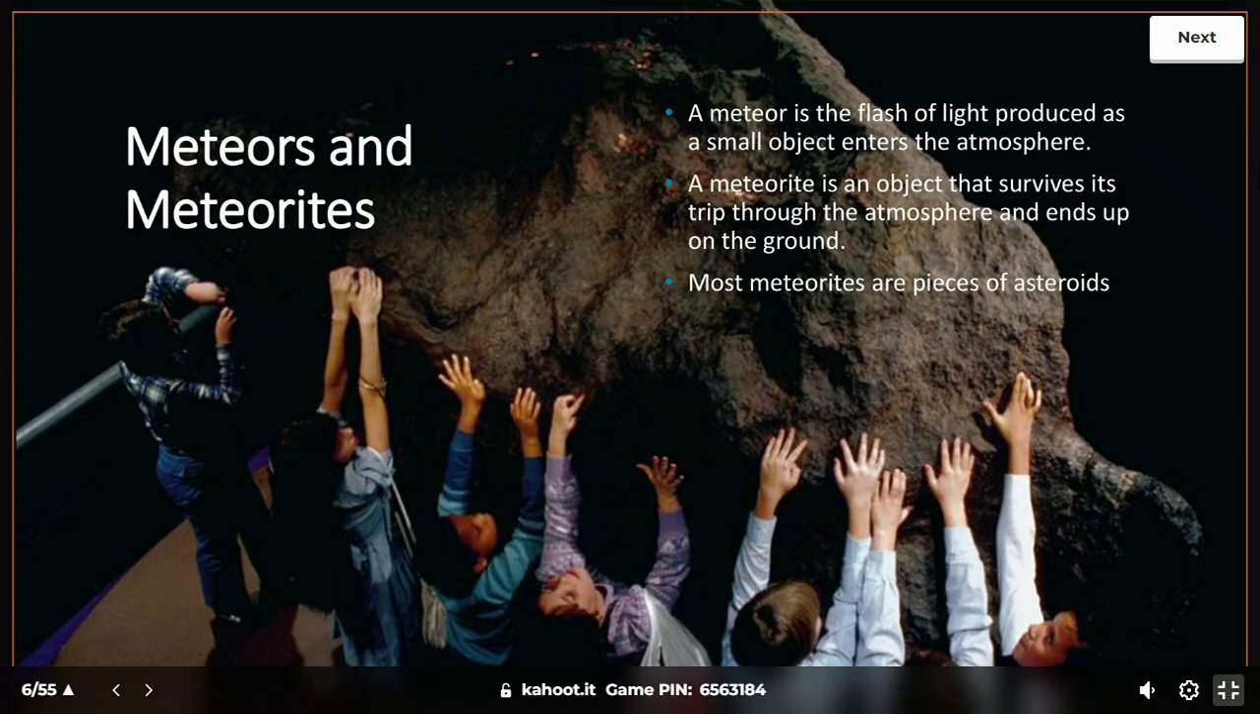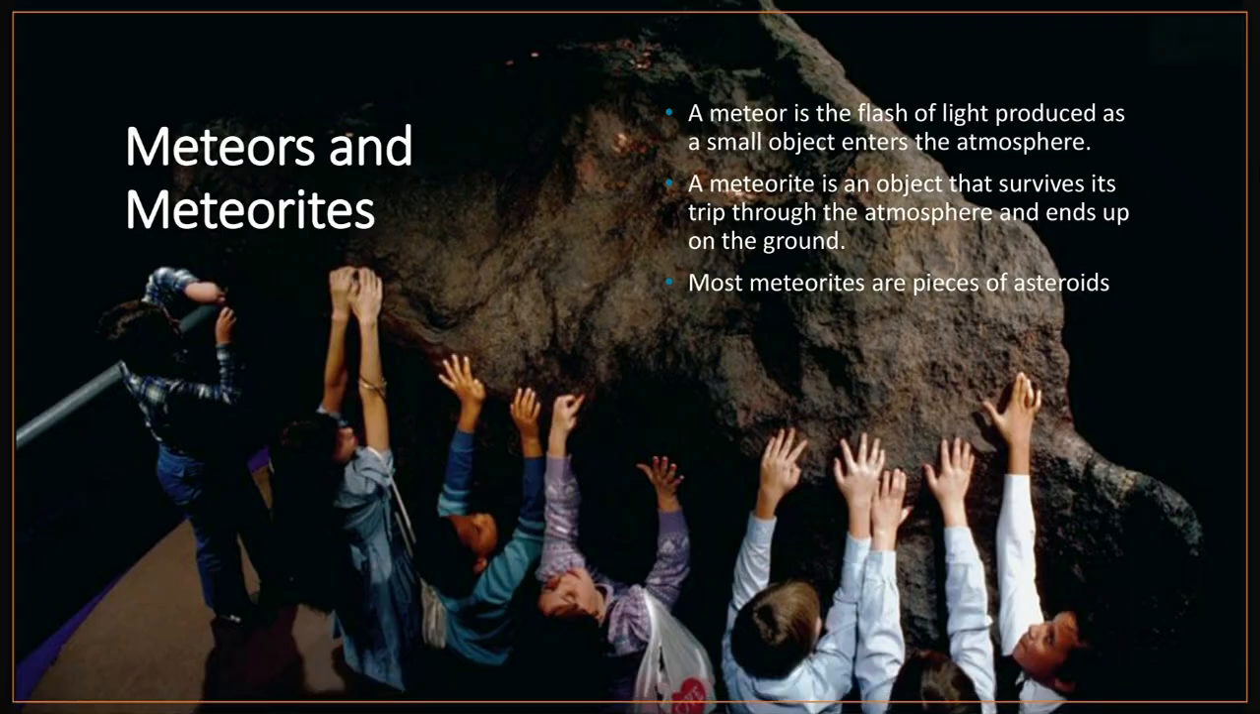So some of these objects will impact the Earth, or at least enter Earth's atmosphere. And so a meteor is a flash of light produced by some small object that enters the Earth's atmosphere. And then if that object survives its trip through the atmosphere, it doesn't get burned up, and it hits the ground, then it's called a meteorite. So that's the two definitions. Meteor is when it's still in the sky, and it's actually just the light that's being produced, and meteorite is the physical object if it actually makes it to the ground.